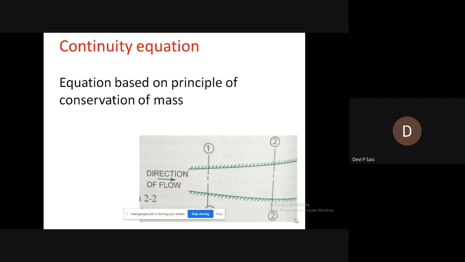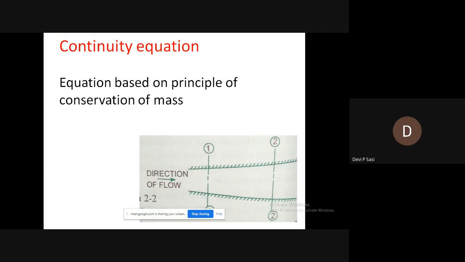Today we can learn about the continuity equation. The continuity equation is the equation which is based on the principle of conservation of mass.